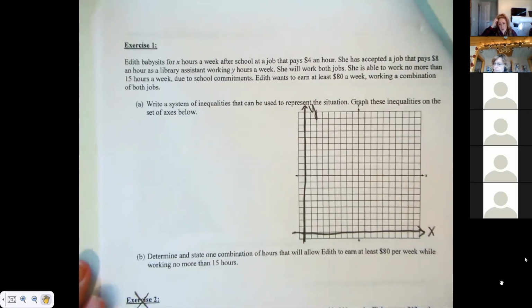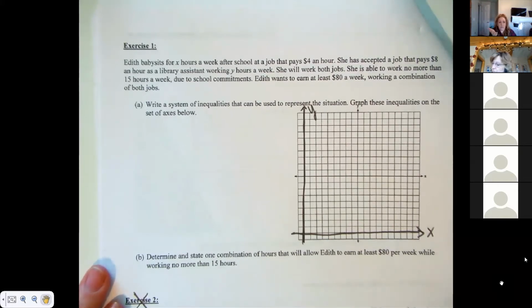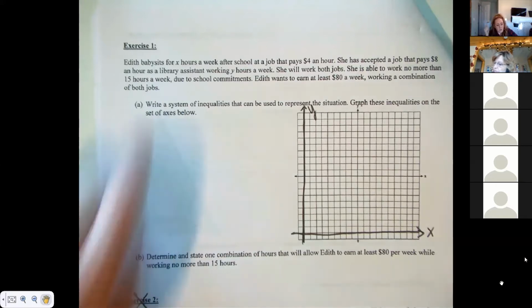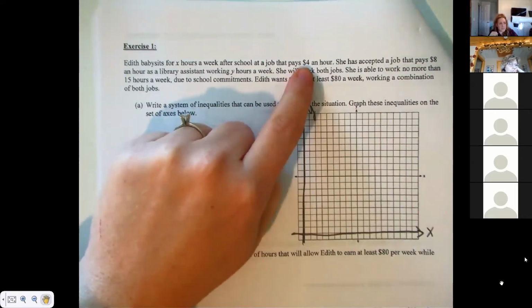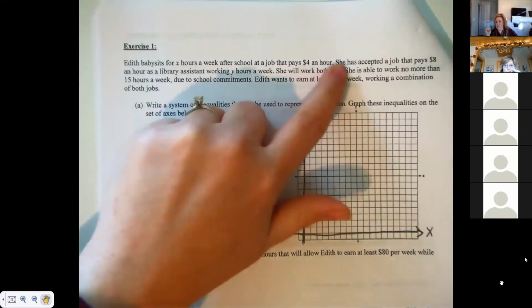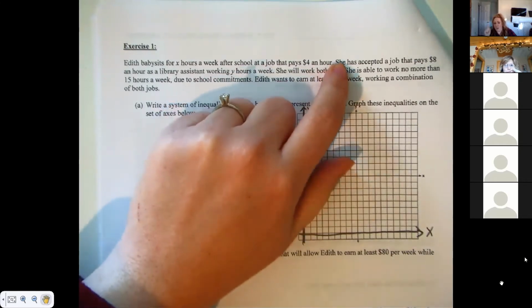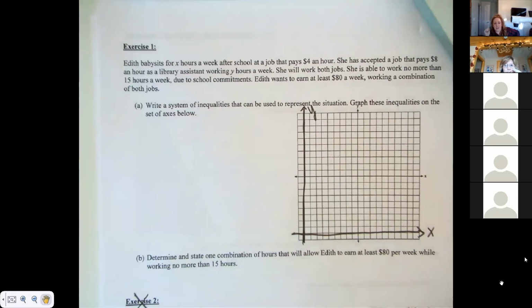Alrighty. So we're going over the same concepts that we did with systems. Edith is babysitting for X hours a week after school at a job that pays $4 an hour. If you're babysitting, please charge more than $4 an hour. Life tip. She has now accepted a job that pays $8 an hour as a library assistant, and she's working Y hours a week. She will work both jobs, okay? She is able to work no more than 15 hours a week due to school commitments, and Edith wants to earn at least $80 a week working a combination of both jobs.